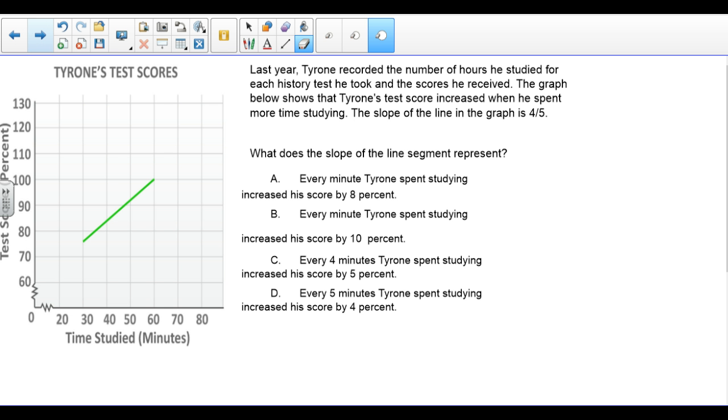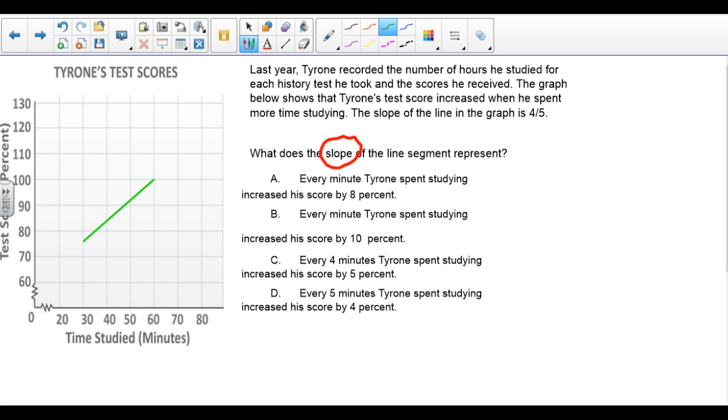Alright, here is number 1. Looking at the choices, the question is asking what does the slope of the line segment represent. So they are asking us for the slope. This is very important. We want to make sure we underline it, circle it, do whatever we gotta do to remember that here we are talking about the slope. Here it says every minute time spent studying increases score by 8%.